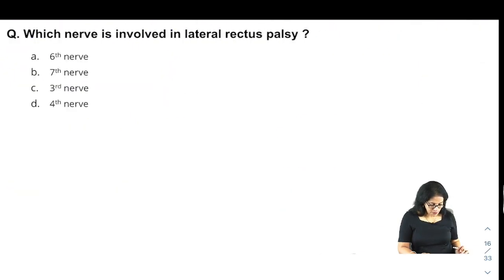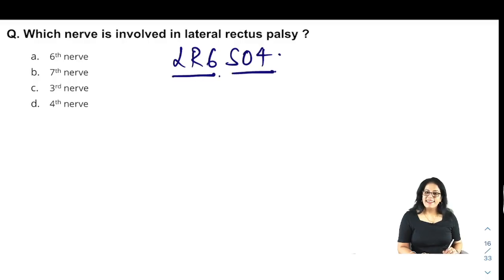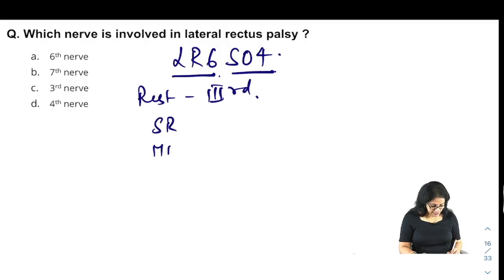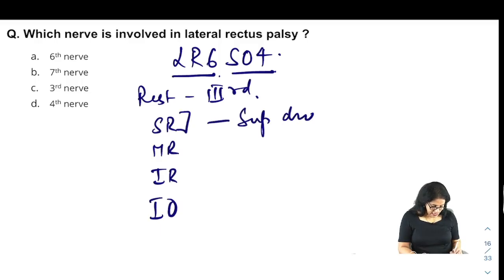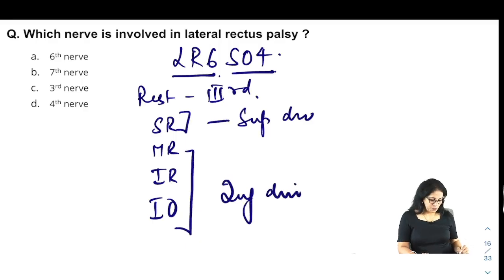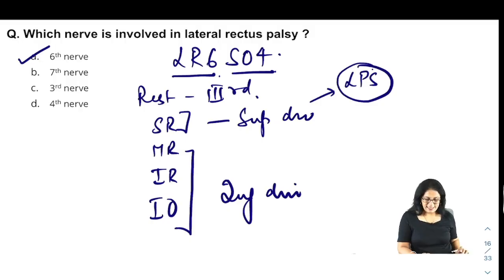Okay. We next talk about which nerve is involved in lateral rectus palsy. Remember this? LR6-SO4. So LR6-SO4: lateral rectus, 6th nerve; superior oblique, 4th nerve. And the rest of the muscles, we all know, are supplied by the 3rd nerve. What are the rest of the muscles? Superior rectus, medial rectus, inferior oblique. Superior rectus will be supplied by the superior division of the 3rd nerve and the rest will be supplied by the inferior division of the 3rd nerve. The superior division also supplies the levator palpebrae superioris. So this is the way we learn, and therefore the answer is this.